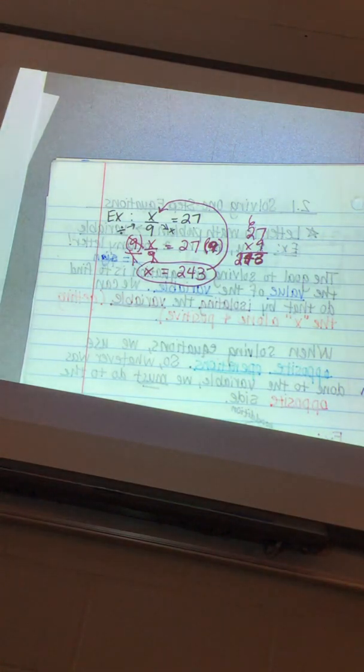Alright? So just remember, to get x by itself, you have to see what is happening to attach the number to the x, and you have to do the opposite on both sides.